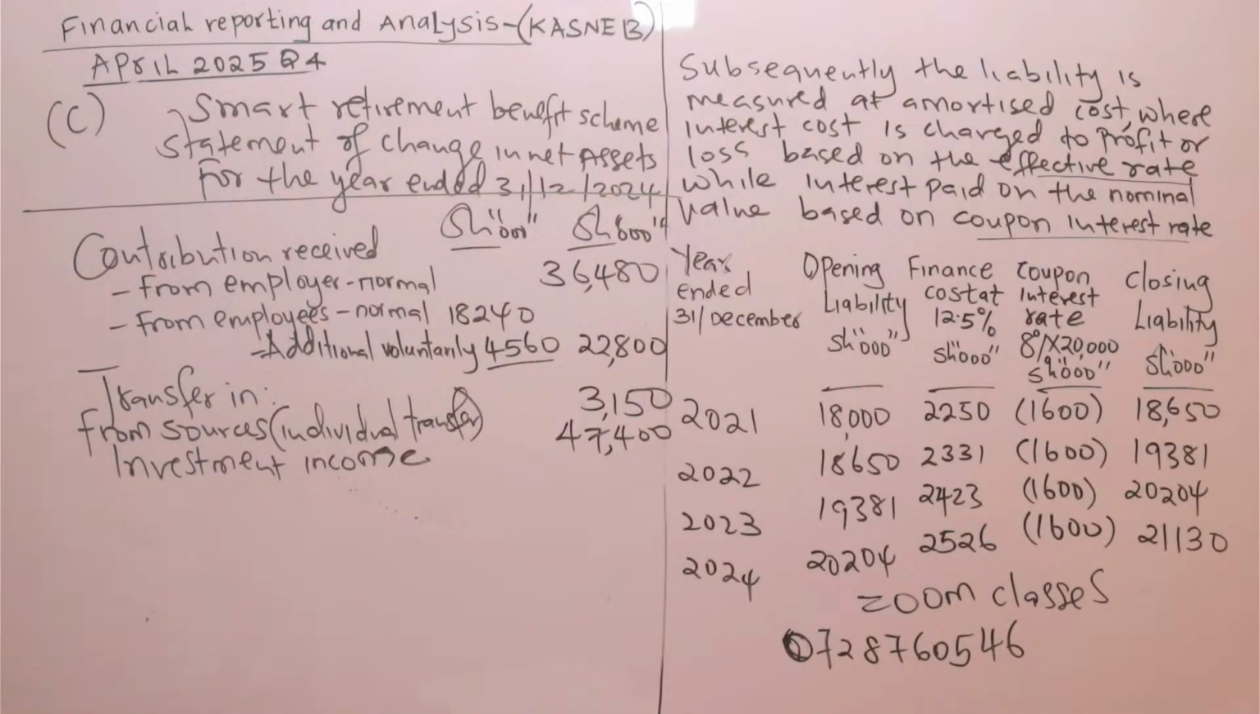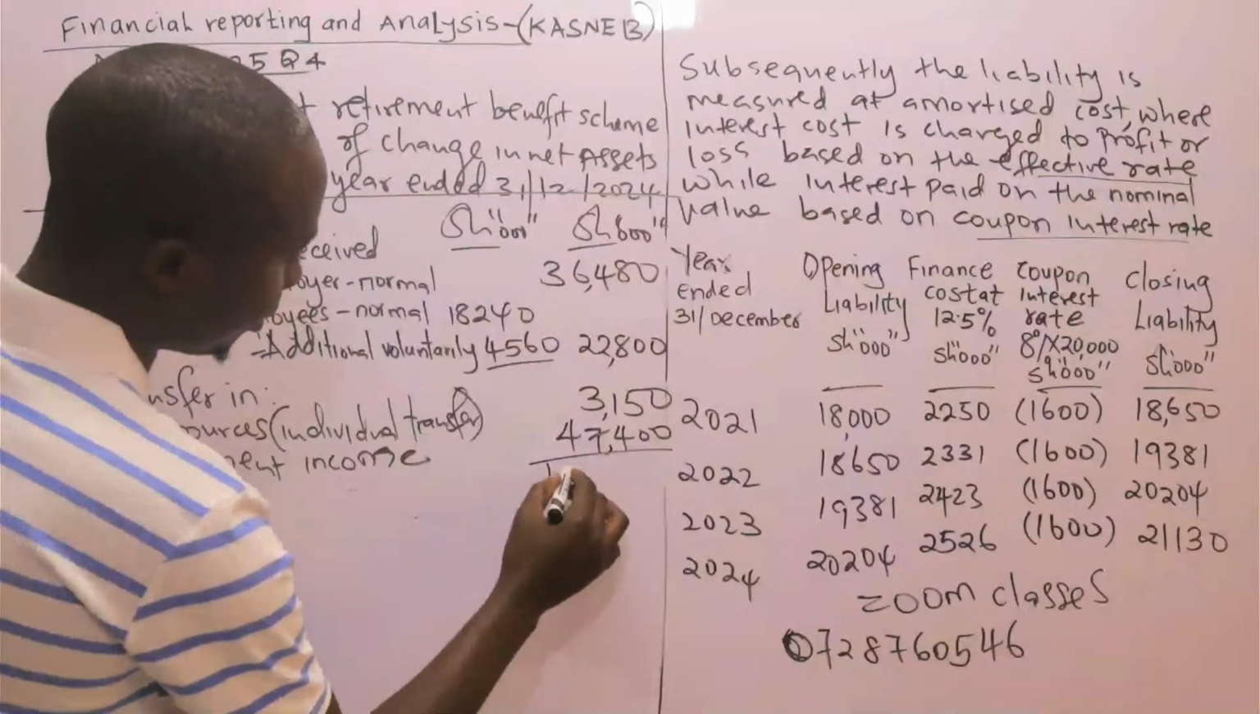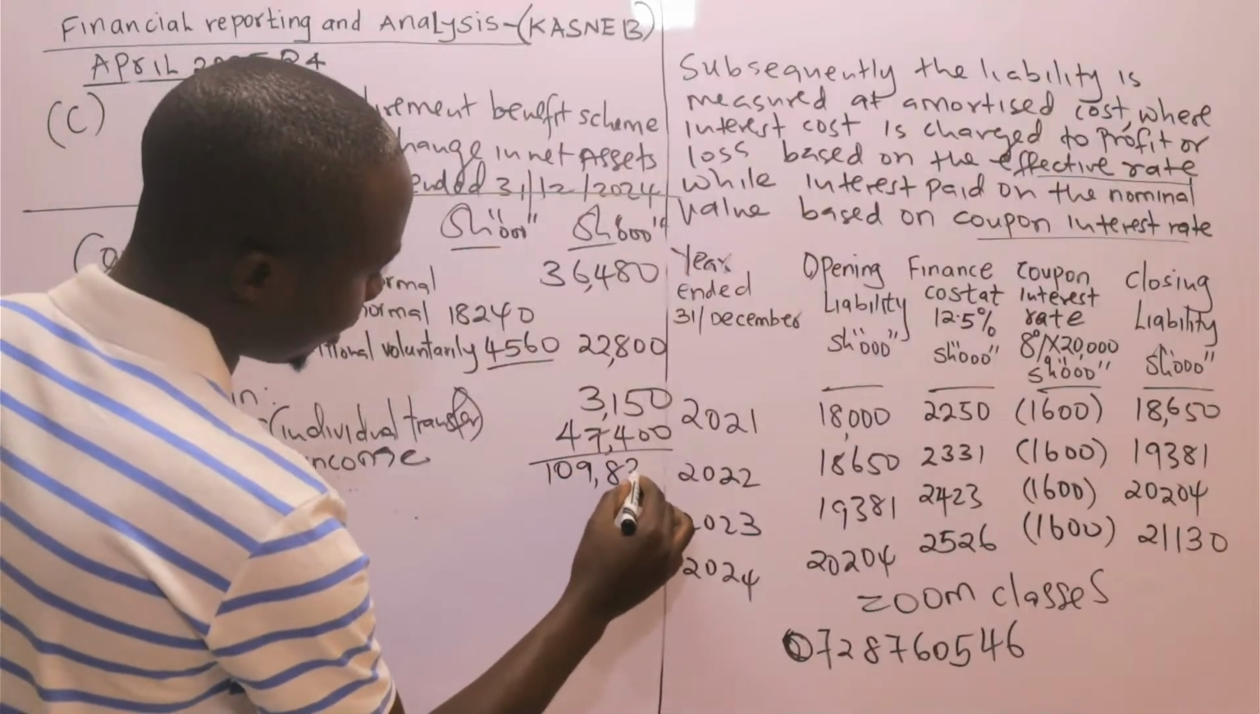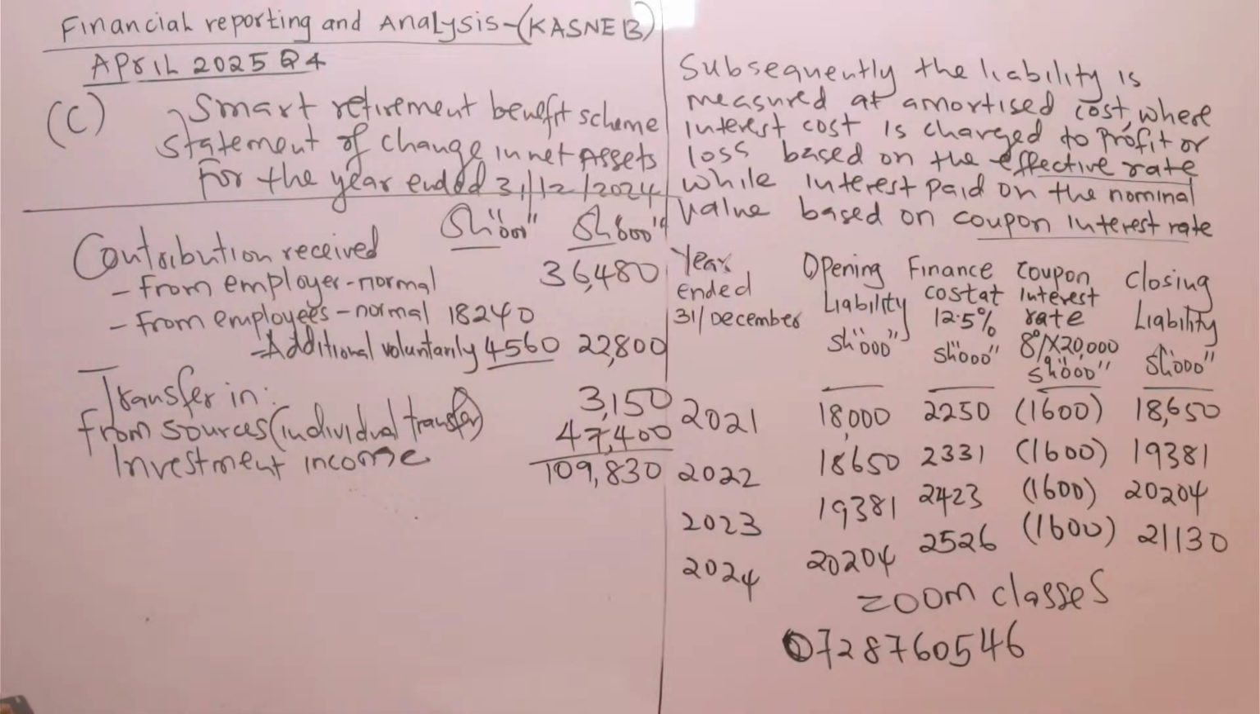So up to this point, we have a total: 36,480 plus 22,800 plus 3,150 plus 47,400. That is 109,830.